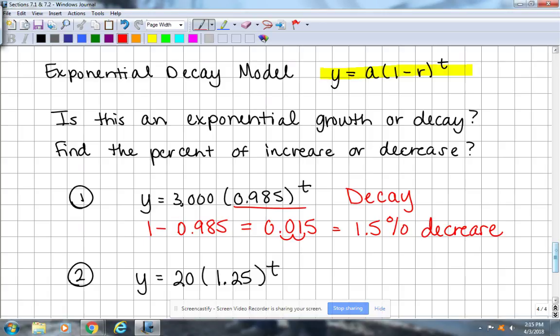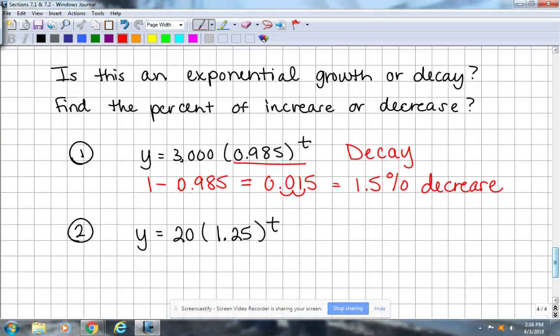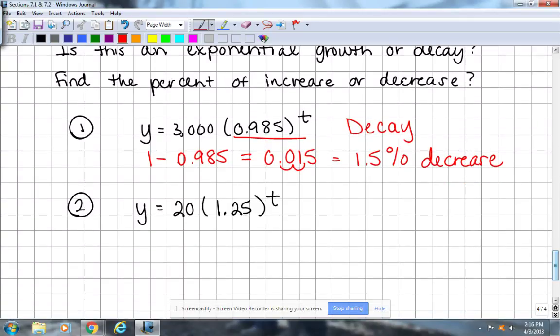Scientists use these things a lot because things decrease and decay over time. Like if you have a dead body of some animal out in the woods, the mass of that body is going to decrease. The bone density is going to decrease. That's the circle of life, right? Good stuff. Y'all tell me if this second problem is exponential growth or decay.